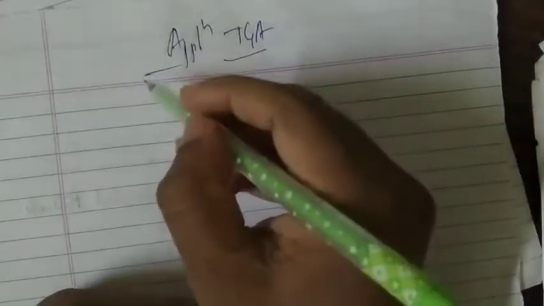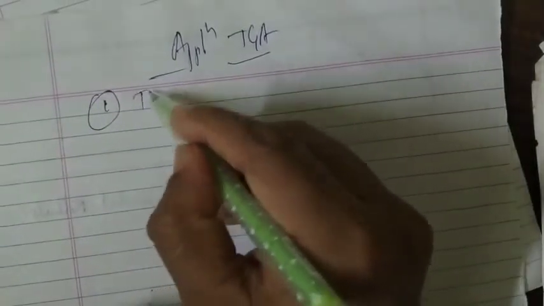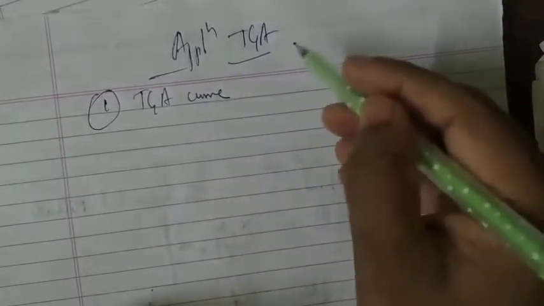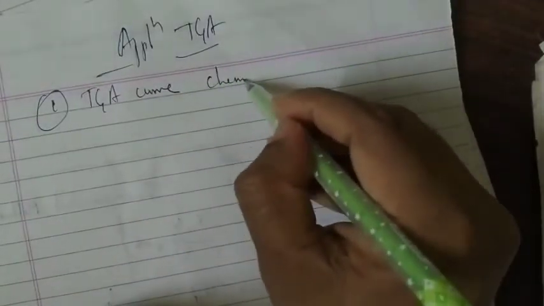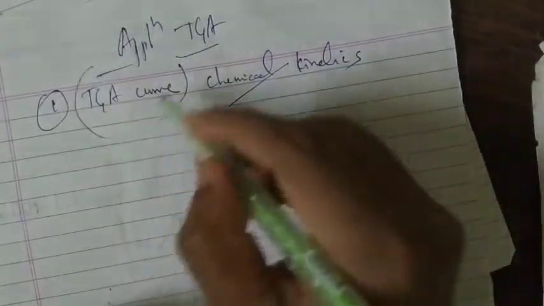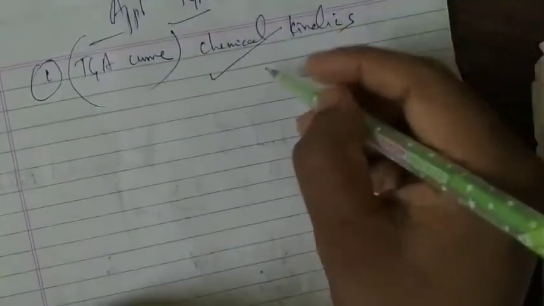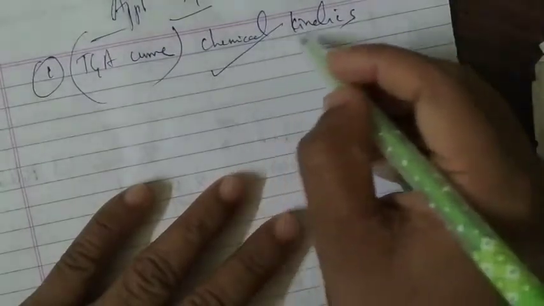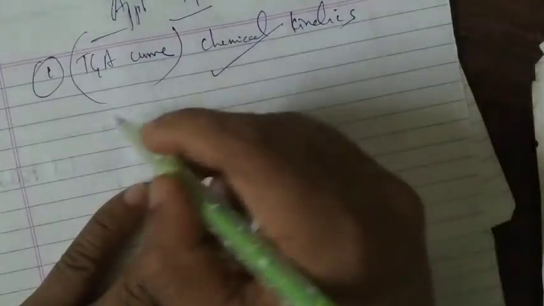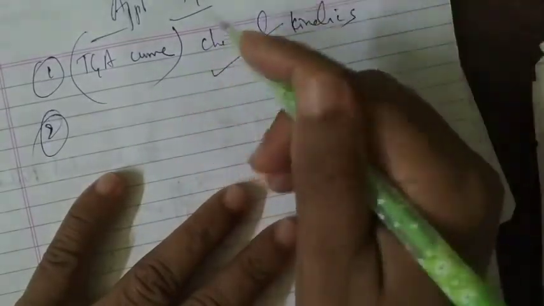Now, the applications of TGA, thermogravimetric analysis. First, whatever TGA curve we get gives information about chemical kinetics. This helps in knowing the chemical kinetics of drugs. Whenever we go for the chemical kinetics in a clinical study, the TGA curve helps us understand the chemical reaction taking place there.